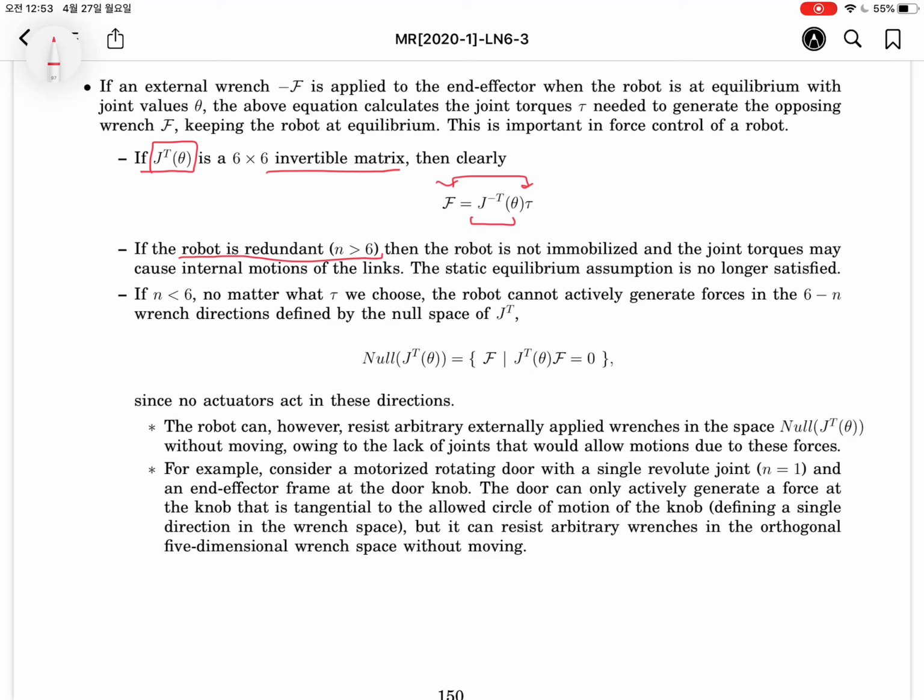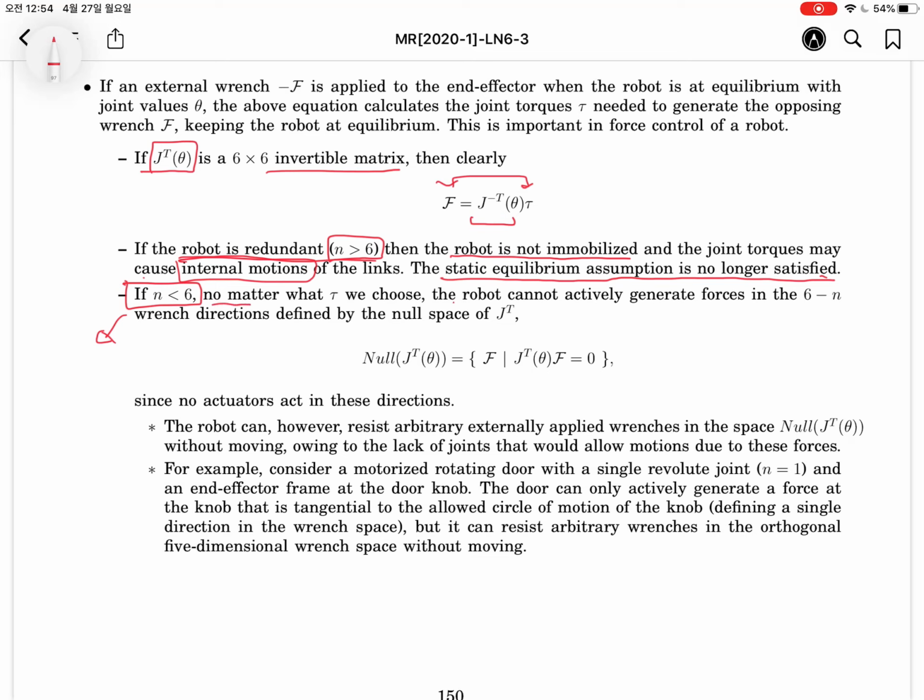On the other hand, if the robot is redundant and n is larger than 6, the robot cannot be immobilized. At that time, internal motion appears using the null space projection of the Jacobian, so the steady equilibrium is not achieved in this case. On the other hand, if n is smaller than 6, in this case we cannot make internal motion. In other words, it can be a structure without any movement.